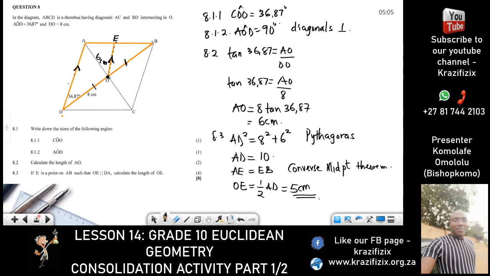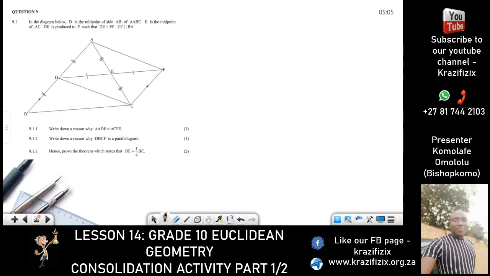OE is parallel to AD. It means that AE therefore is equal to EB, converse of midpoint theorem. I hope that makes sense. Let's go to the next one.